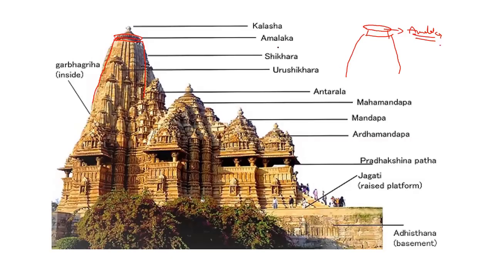Then above the Amalaka, we have one decorated pot. This pot is called the Kalasha. In Dravidian style, we find multiple kalasha on what is called the Gopuram. But in the northern style of architecture, a single kalasha is found.